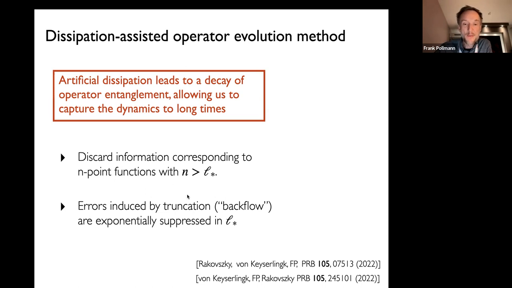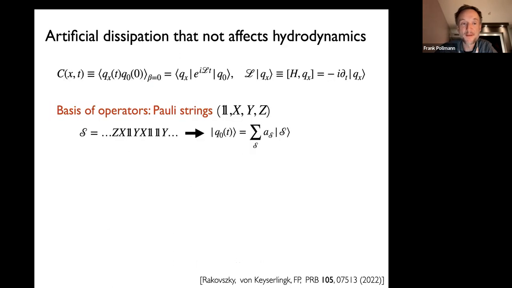And the error that we then have is due to backflow, and here we can actually argue that this will be exponentially suppressed in terms of our parameter L star that I will introduce in a moment. So we just introduce an artificial dissipation in the Heisenberg evolution of operators, and what we are going to do is discard information related to complicated endpoint functions. Let me now give you some idea about how we do this in practice.